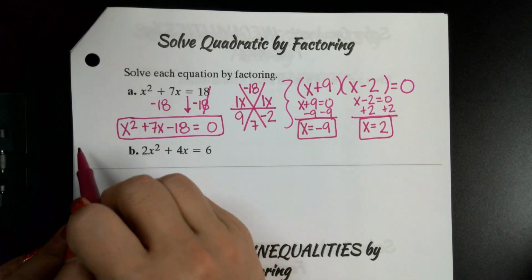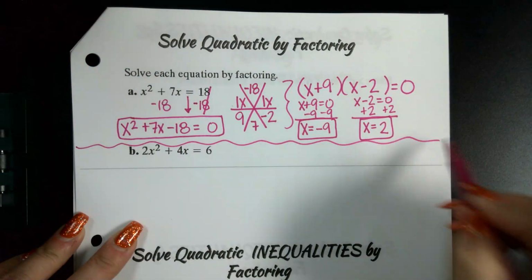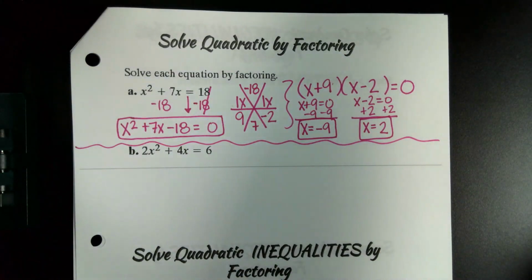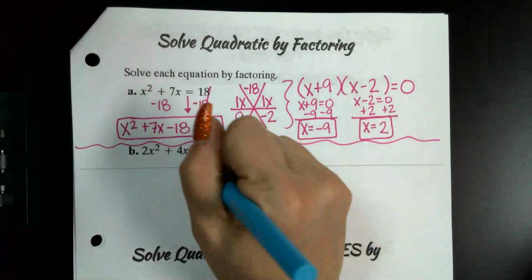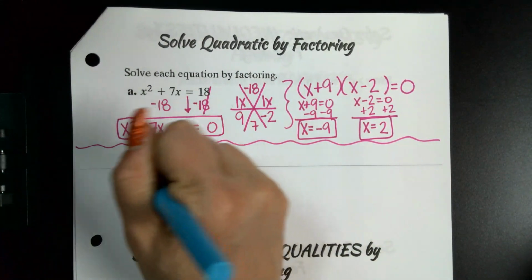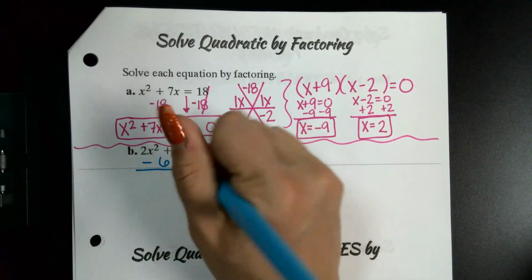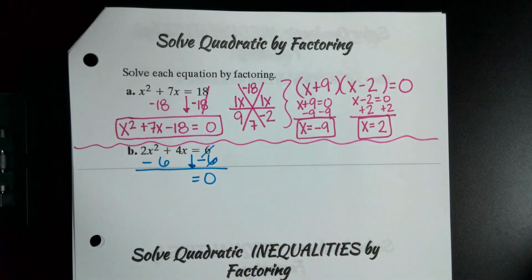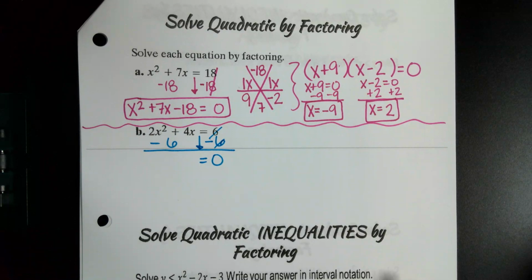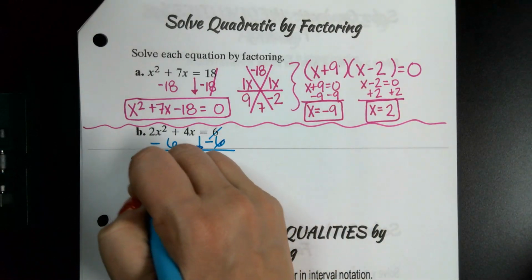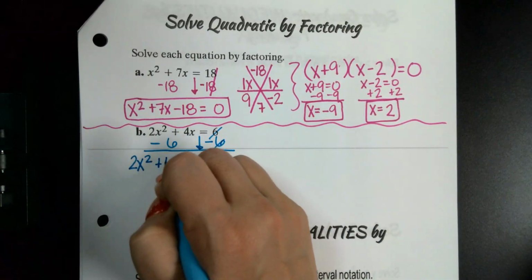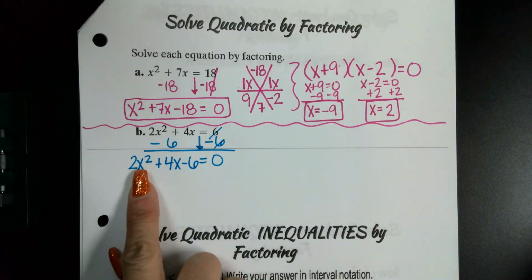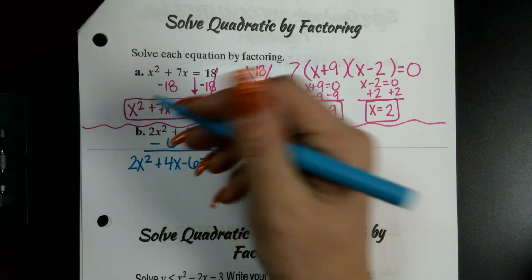All right, now letter B is not set equal to 0 either. So what would I have to do first? Subtract 6. Okay, will anything combine on the left side? Nope. So again, we just need to make sure that we get all three terms in the correct order. X squared first, x in the middle, constant at the end.